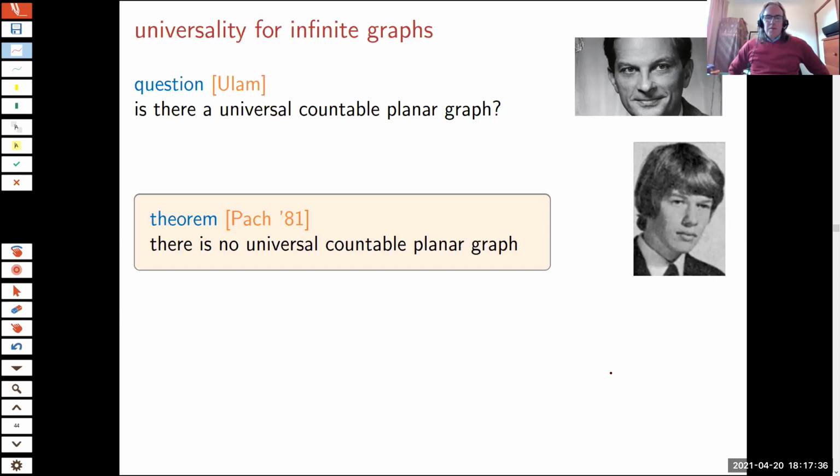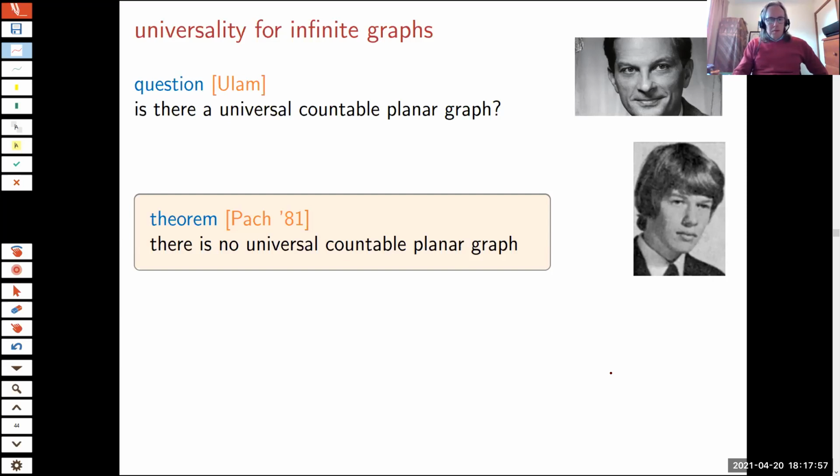And the proof is really lovely. I'm amazed that this paper of Janos has barely been cited. It's a beautiful proof, and not many people seem to have noticed this paper in the literature. It really is lovely. It gives a short, quick argument about why there is no universal countable planar graph.